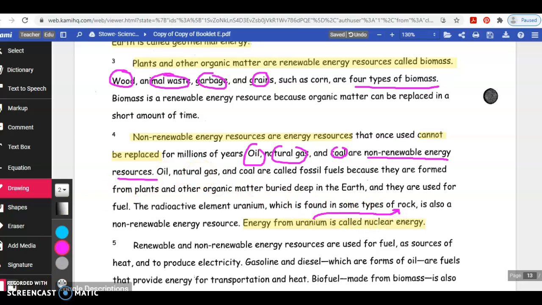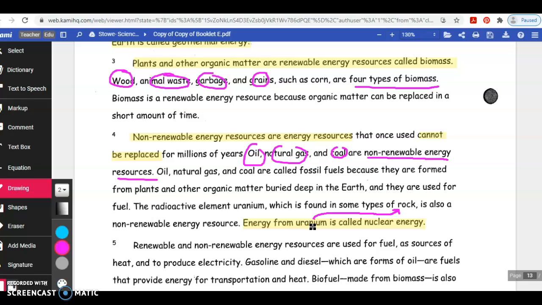Okay, so thinking back on what we just read, can you list a few non-renewable energy resources? Why, sure you can. Oil, natural gas, and coal are a few. We could also mention uranium. Now, what does it mean whenever we say these resources cannot be replaced for millions of years? Exactly like it says, non-renewable.